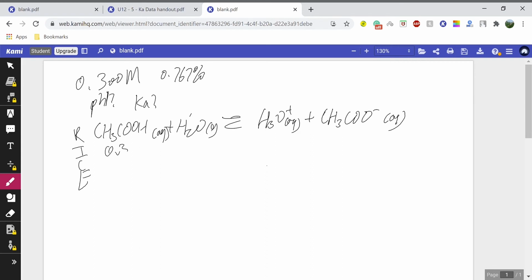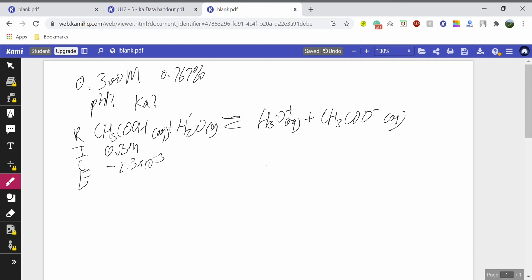Now the original concentration is 0.3 molar. What is the change? It told us 0.767% is ionized. So we just need to do 0.3 times 0.00767, which will give you 2.3 times 10 to the negative third. You just multiply this number by this number, and beware of the percentage, you have to move the decimal two places. That tells you how much is being ionized, the percent ionization.